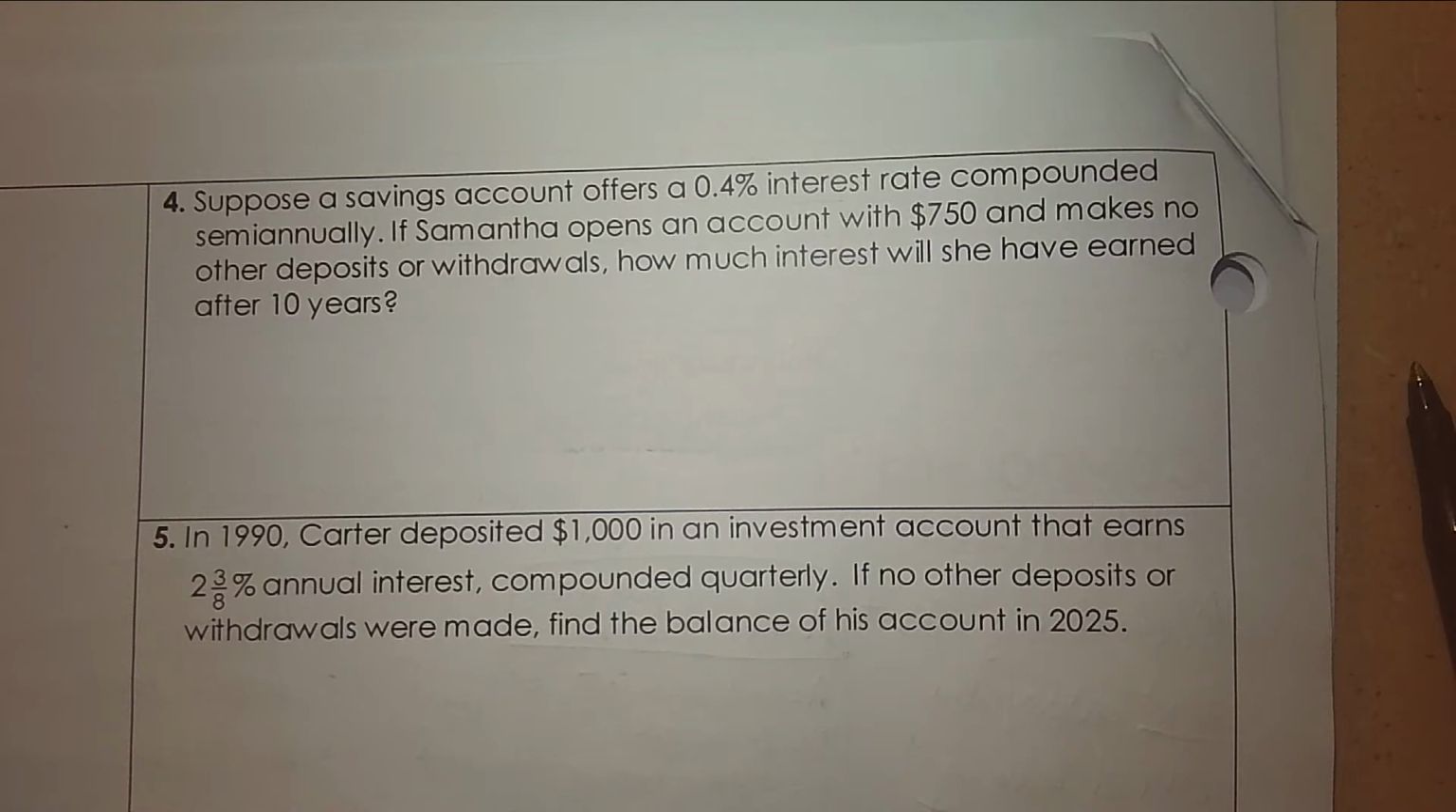Now, I'm going to start it the same way. Notice they're not asking how much will be in the account. Instead, what are they asking? How much interest there is. Now, we're still going to do what we've been doing, but there's an extra step at the end to figure out just interest.